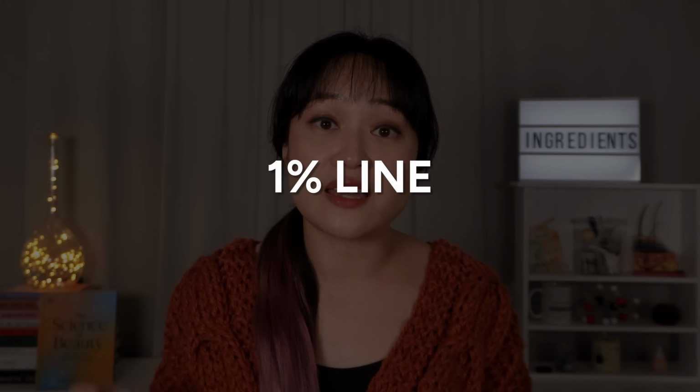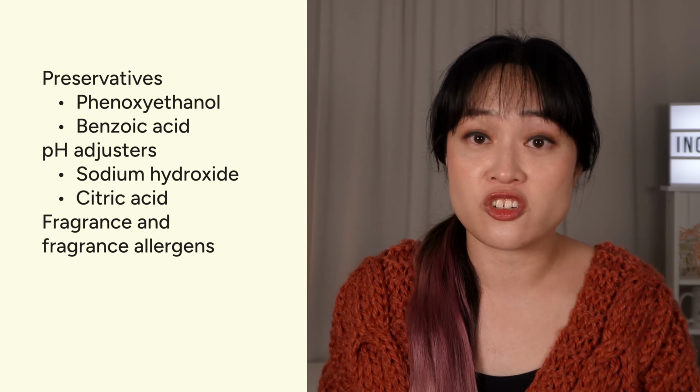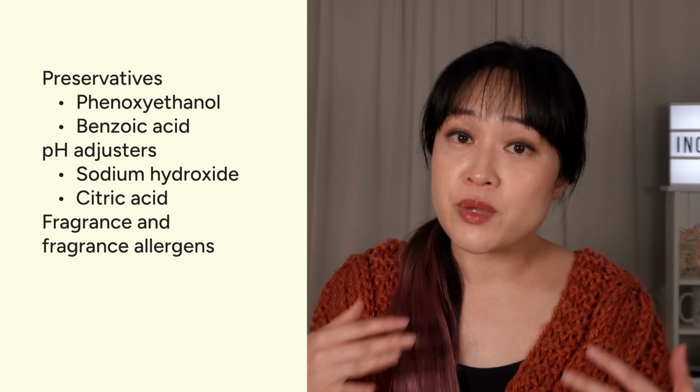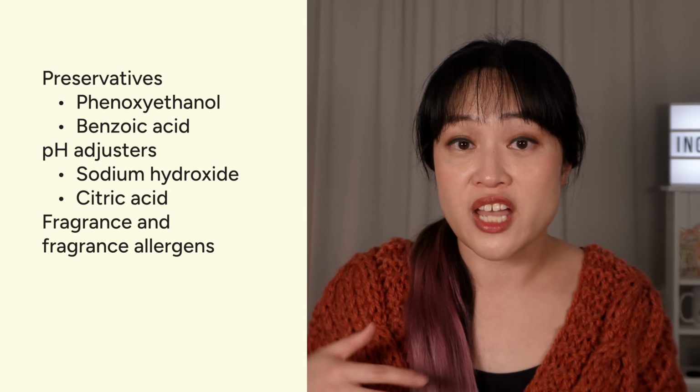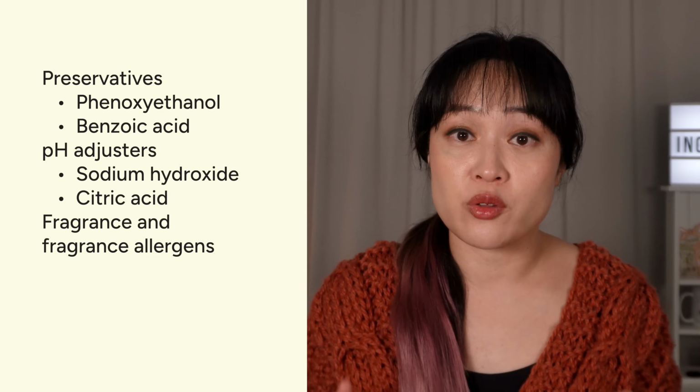One thing that's sometimes useful is looking for the 1% line in an ingredient list. Some ingredients are almost always used at less than 1%, so then if you have another ingredient that is under that, then you know that it's probably in there at less than 1%. Here are some of those ingredients. There's some preservatives, pH adjusters, fragrance, and this can be useful if there's an active that you want at more than 1%. So for example, if you want glycolic acid in a chemical exfoliant.